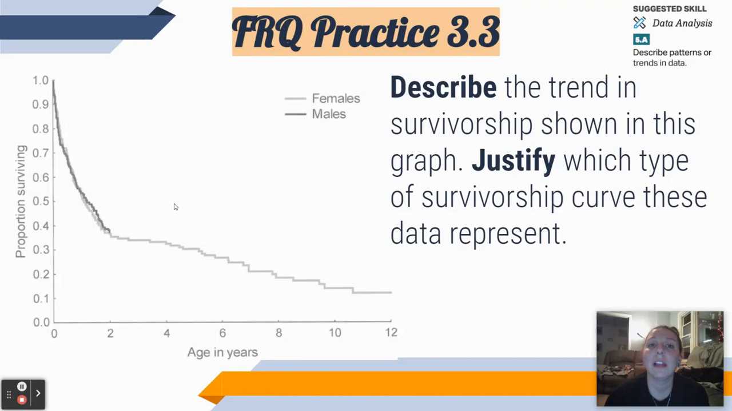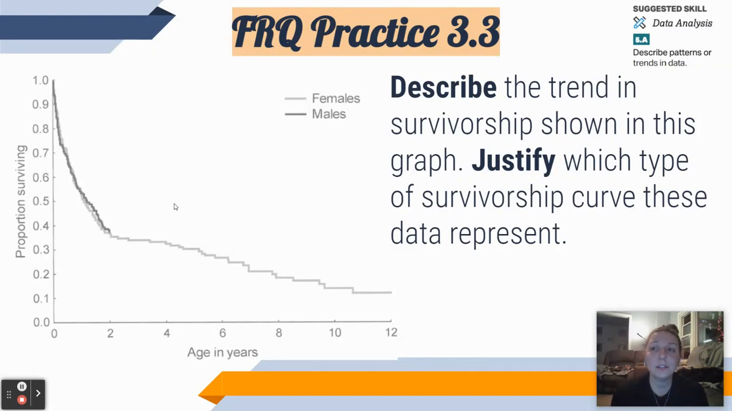And so then our last FRQ here is I want you to take a look at this data that I'm showing you. So you've got age in years on the x-axis, you've got the proportion surviving on the y-axis, and I want you to describe the trend in survivorship shown in this graph. And using that trend, I want you to justify which type of survivorship curve these data represent.